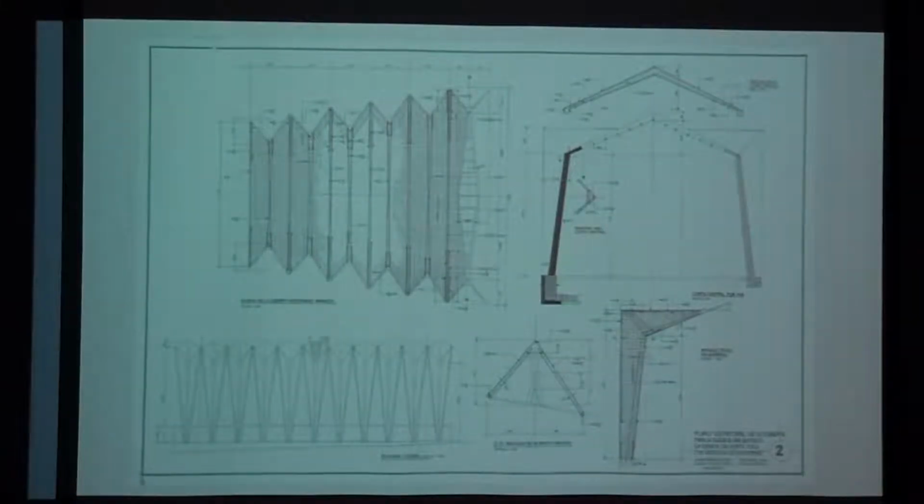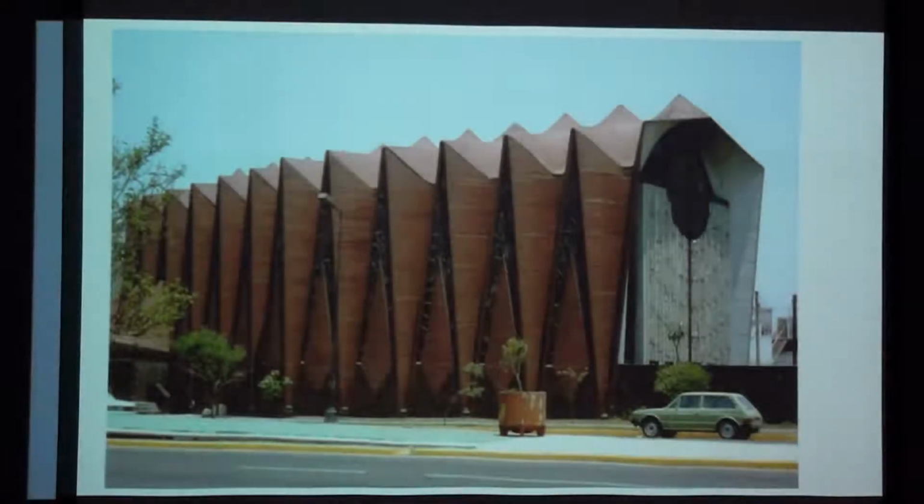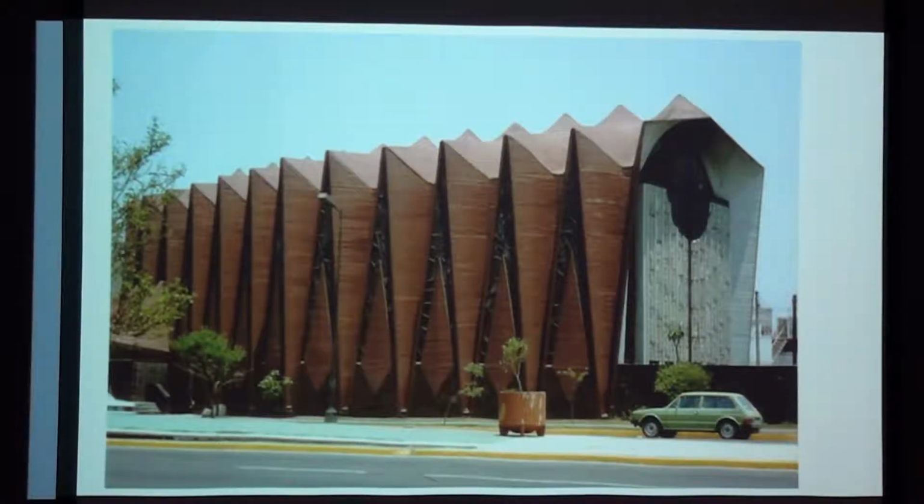These are the structural solutions of Juan Tonda for the church. And here you see the elevation of the slice. And next is the plan of how it grows from very short support to the top of the nave. Next. And one of the advantages of the add-on slices method we used was that it allowed us to introduce some changes easily. For instance, we added around the altar an ambulatory and 2 little chapels, as well as emergency exits and accesses to the crypt. The next one. And this was the result, that you have already seen.